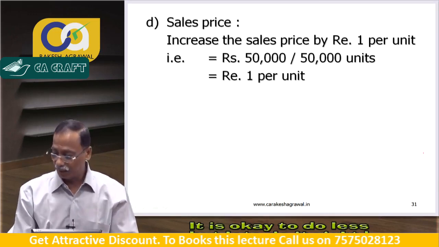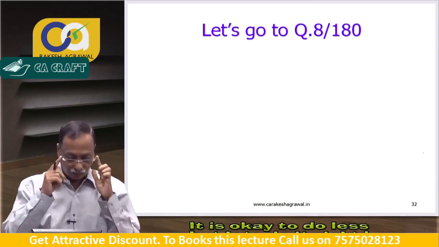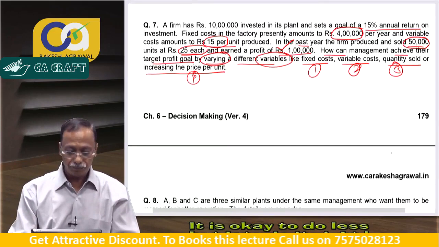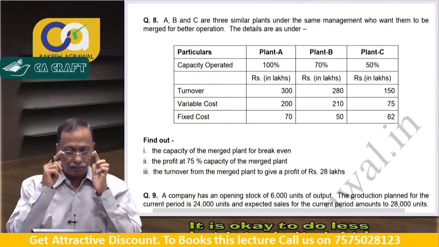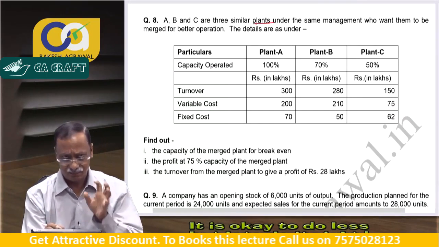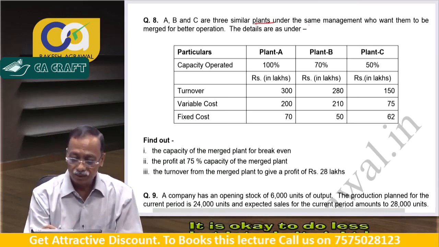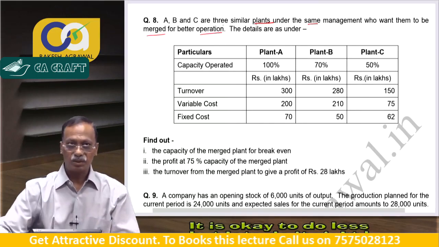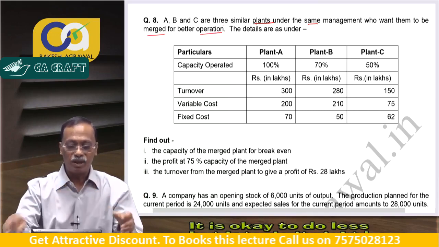Okay friends, let's move further. Another interesting question, logical question, question number 8. Question number 8, page number 180. So I'll take you to the question. Question number 8. A, B and C are three similar plants. Those are plant and machineries, right? Not products. There are three similar plants under the same management who wants them to be merged for better operations. So there are three plants and management wants to merge them together for better operation.